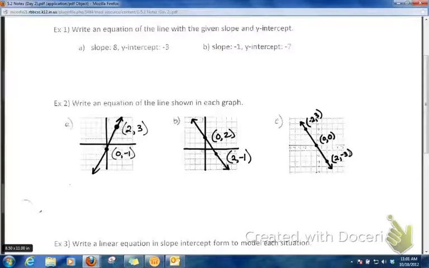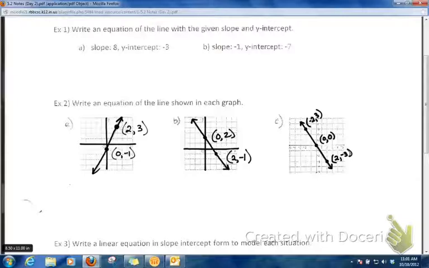Okay, this is part B, or the second video for 5-2, graphing and slope-intercept form. So, the last few examples here.